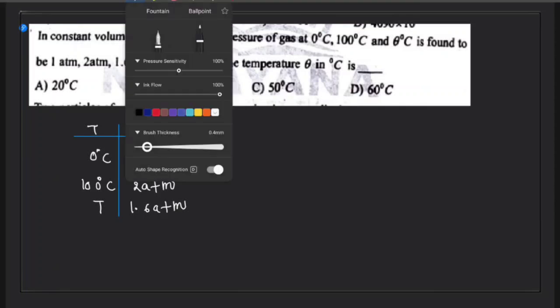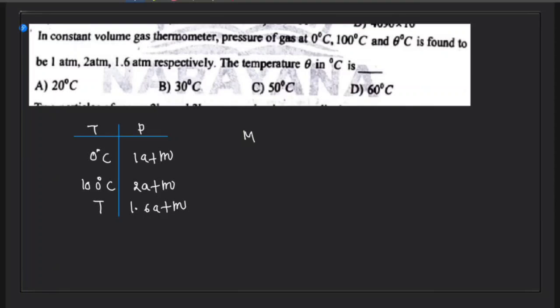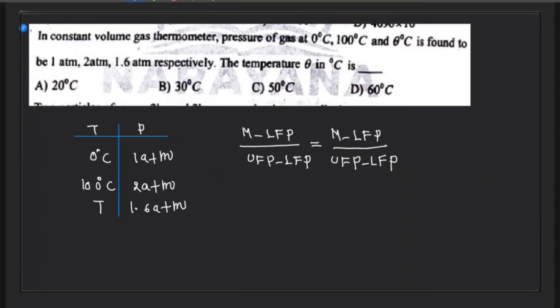The formula that you use here is the scales concept. Measurement minus lower fixed point by upper fixed point minus lower fixed point will be equal to, here also, measurement minus lower fixed point by upper fixed point minus lower fixed point. This is how we relate two different scales, but here we are just comparing temperature and pressure, right? So what is the measurement of pressure? This is 1.6.